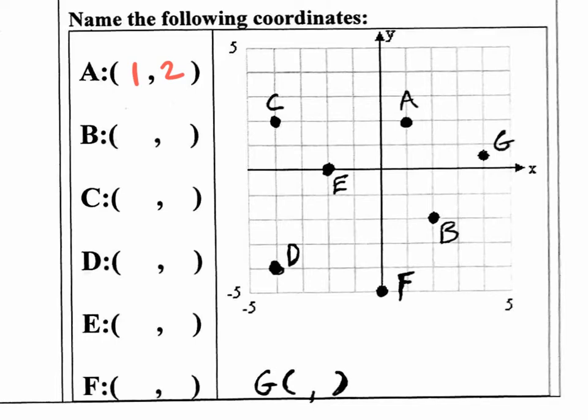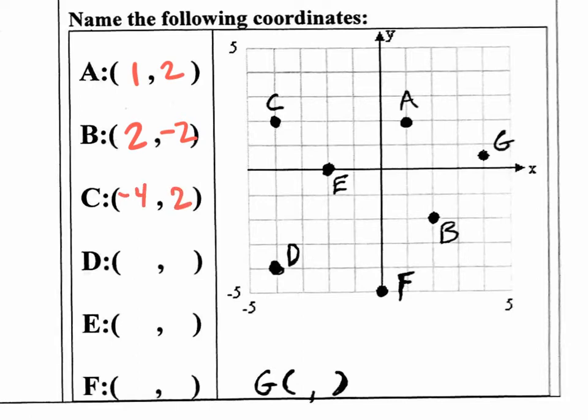Davian. 2, negative 2. Okay, 2 on the x, negative 2 on the y. Perfect. Okay. How about Aubria? Point C. How do I get to point C from the origin? Negative 4. 1, 2, 3, 4. I'm going in the negative direction 4 and positive 2. Going up 2. Correct. So that's negative 4, positive 2.